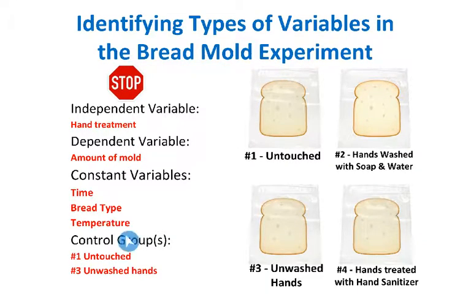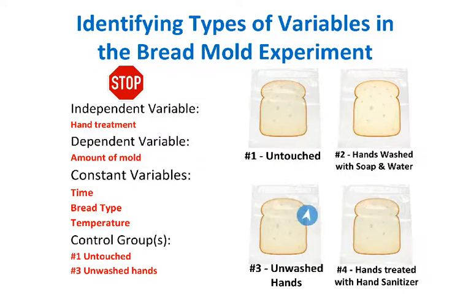Our control groups here, remember the control group is your comparison group, right? It's the group that gets no treatment. It's only there for comparison. So in this case, we have 2 control groups, right? Because one of our treatment groups is the hands that get treated with hand sanitizer, and the other treatment group is the hands that get treated with soap and water, right? The no treatment group is the unwashed hands. Your hands didn't get any treatment. And the untouched bread. In that case, the bread didn't get any hand treatment. So these would be your 2 control groups.